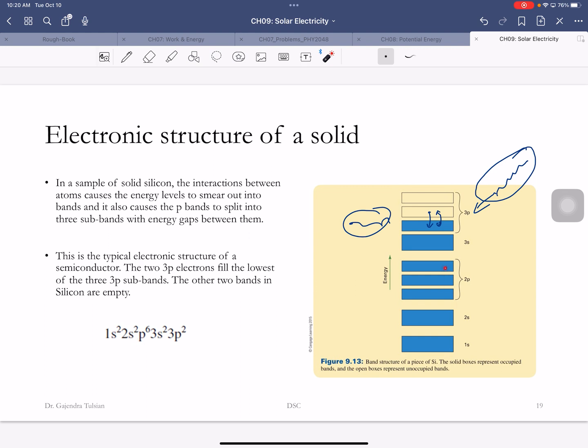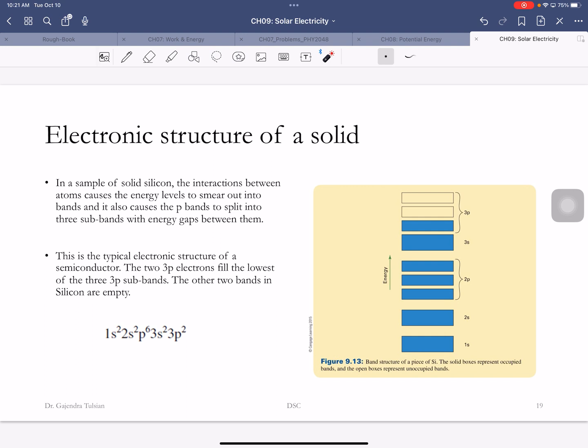Here are all the 2p electrons living. These are all the 3s electrons, and this is the 3p, 2 electrons from each atom. They've filled that band. So this is known as the valence band. This is the conduction band. Right now, this conduction band is empty. It has no electrons. So a pure silicon crystal cannot conduct electricity, so this cannot run your toaster.